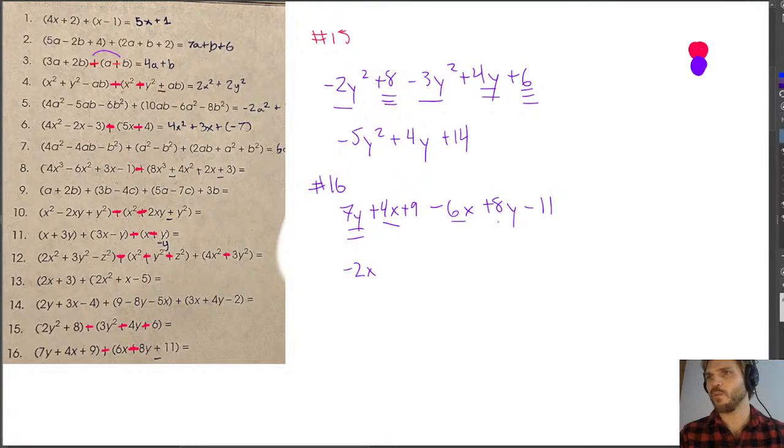Then we've got the y as next. And 7y plus 8y is plus 15y. Then we've got constant terms, 9 and negative 11. So 9 minus 11 is negative 2. Okay, so that's the whole page.